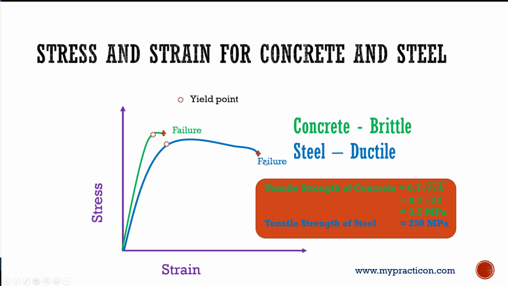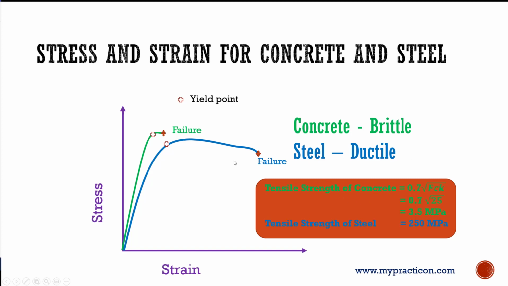And if you look into the tensile strength of the concrete, which is 0.7 root FCK, for example, if you take M25 concrete, 3.5 Newton per mm square or MPa. But whereas the tensile strength of the steel, even for the mild steel, is 250 MPa, very much higher than the concrete tensile strength. So that's the reason we always say that concrete is weak in tension. It won't take much tensile load.